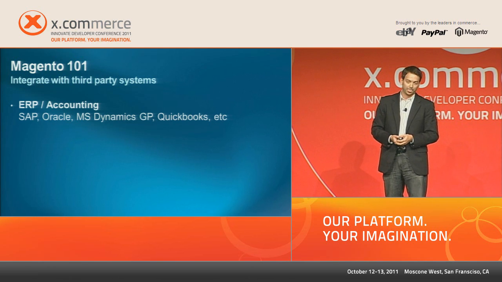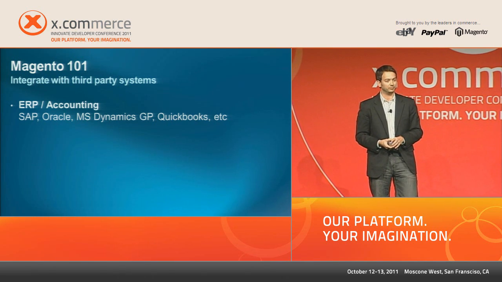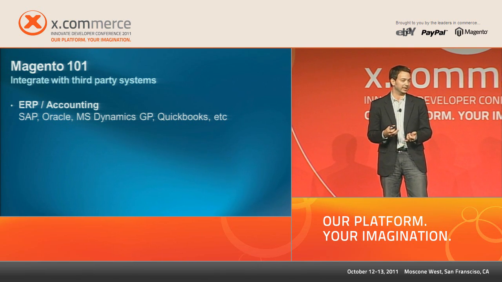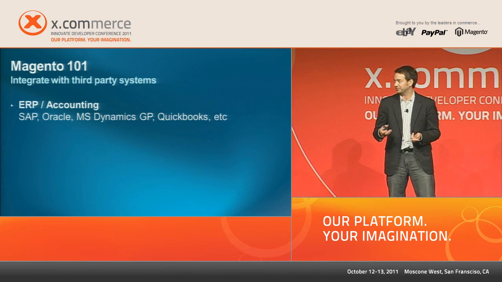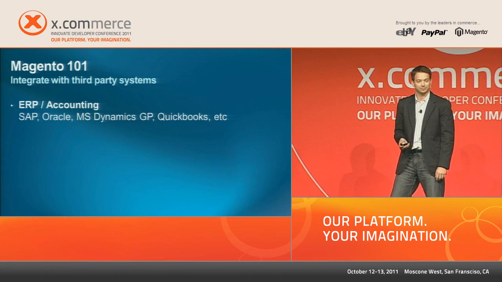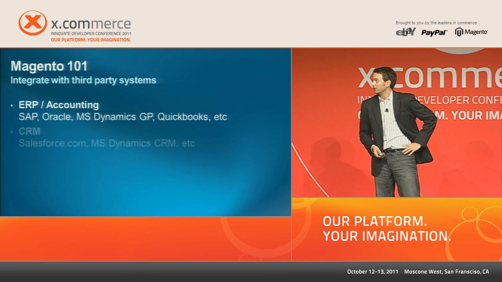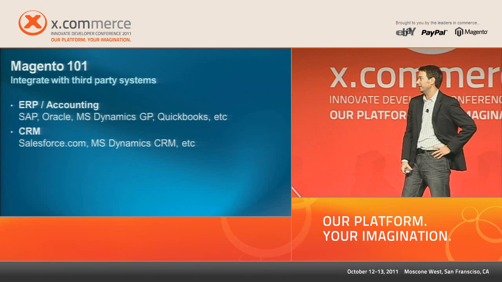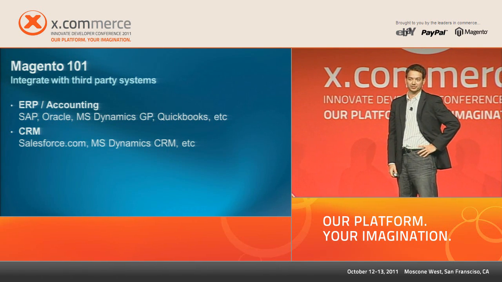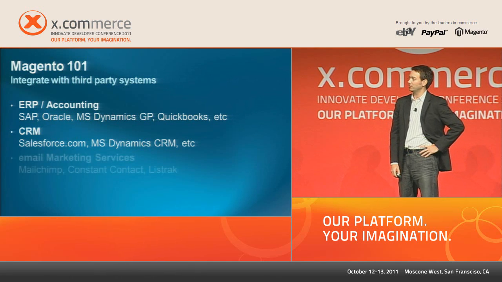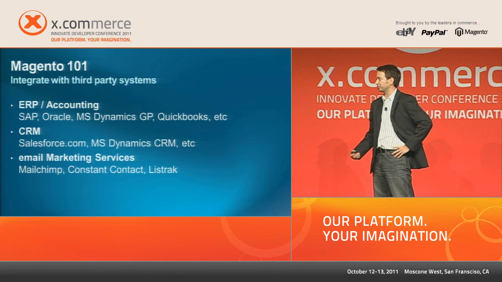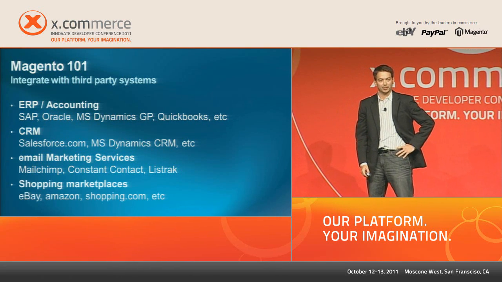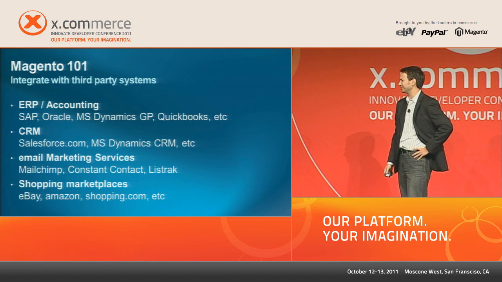Some examples. ERP and accounting software. Very oftentimes the case we have to integrate with some kind of ERP backend system. SAP, Oracle, QuickBooks, Microsoft Dynamics, you name it. CRM solutions. So again, Microsoft Dynamics, CRM, Salesforce.com, other CRM solutions that are out there, there's a myriad of them. Email marketing services, MailChimp, Constant Contact, ListTrack, and of course, third-party shopping marketplaces, some of which have been represented here today.